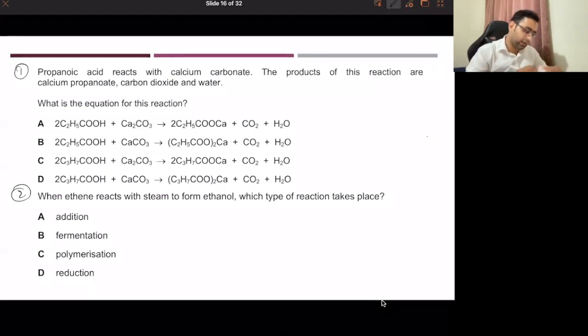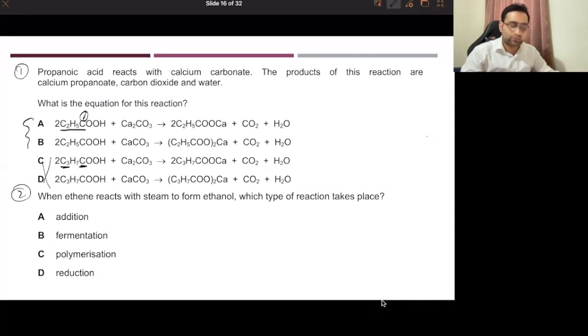So for A and B, how many carbons are here? This is carbon number 1. The carbon which has CO2H is included in the chain. So there are 3 carbons. So out of these, A and B answers are possible. C and D are not possible because there are 4 carbons. This is carbon 1 and 3 carbons. So there are 4 carbons in this molecule. So B, C and D are not possible.